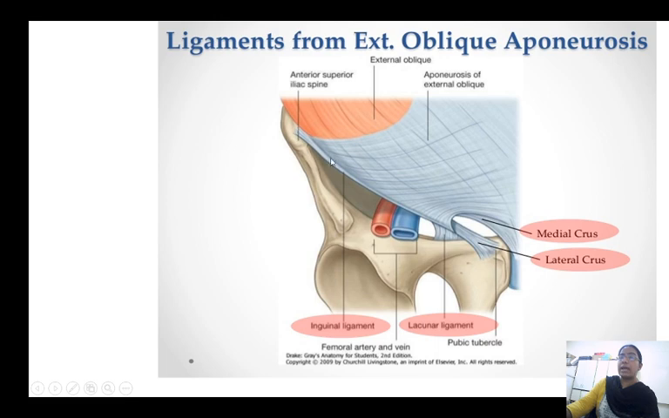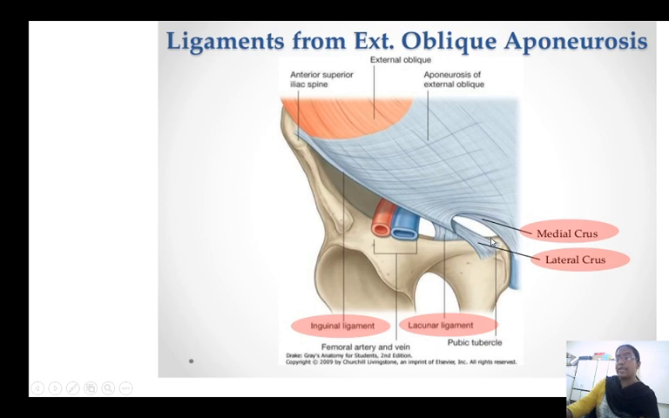Laterally it is curved, whereas medially it is horizontal. The curvedness of the lateral part is because of the pull of the fascia present in the thigh, the fascia lata, which is at an angle. When the external oblique aponeurosis comes in, it is at an angle of 30 to 40 degrees.